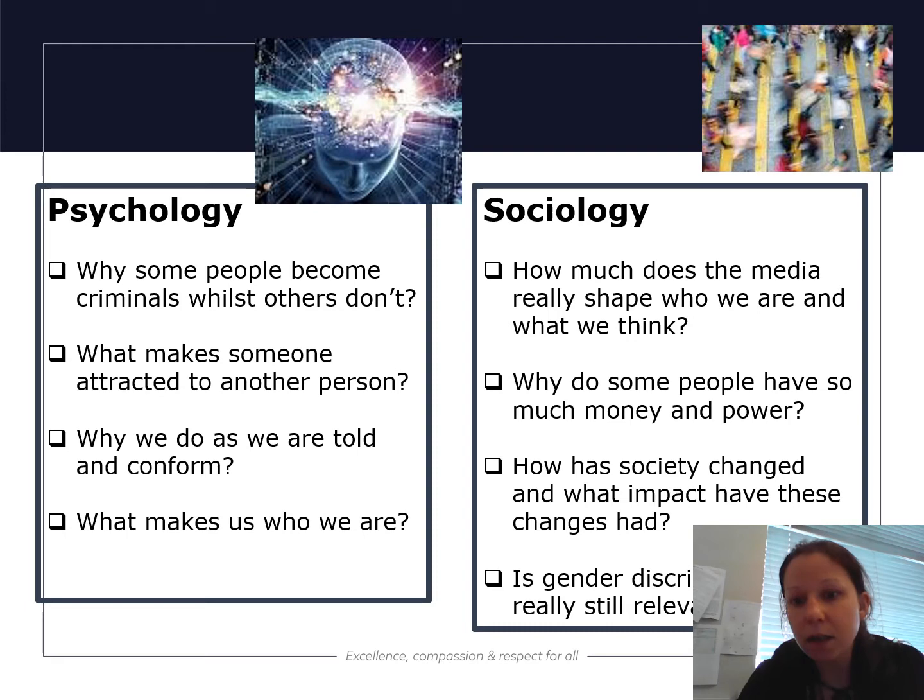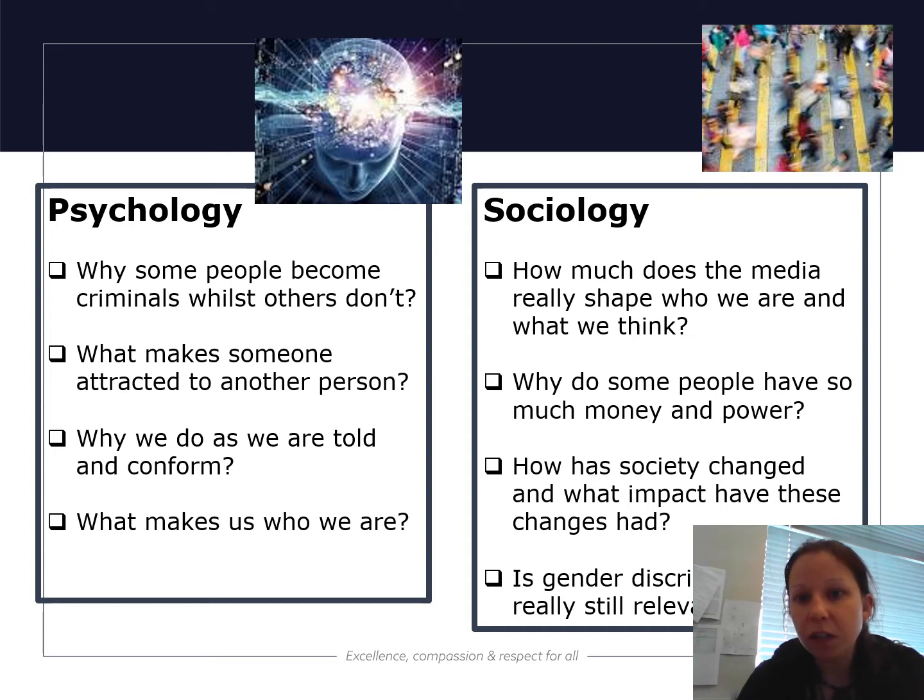So, you know, why is it that some people become criminals and others don't? What makes someone attracted to somebody else? Why do we do as we're told, or often do as we're told? And generally, what makes us who we are? What shapes our personality and the choices that we make? So that's very much on an individual level.